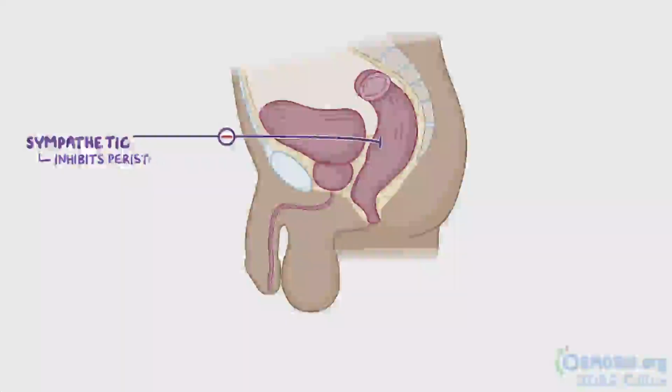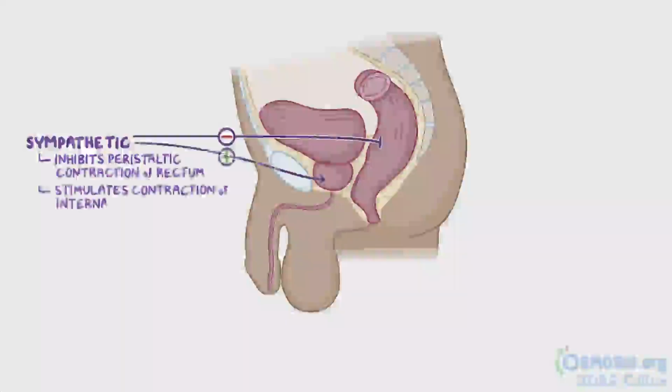Now, each part of the autonomic nervous system serves a bunch of roles in the pelvis. The sympathetic innervation of the hypogastric and pelvic plexuses inhibits peristaltic contraction of the rectum, and it also stimulates the contraction of internal genital organs during orgasm, which results in ejaculation.